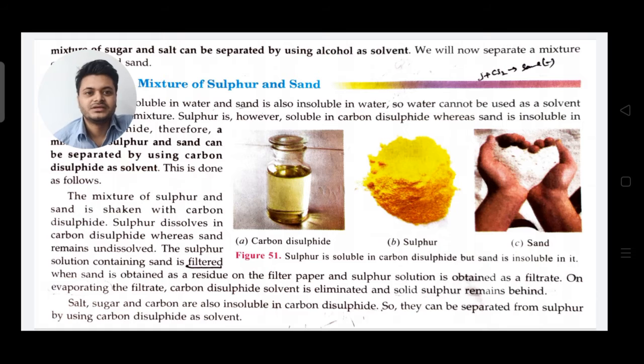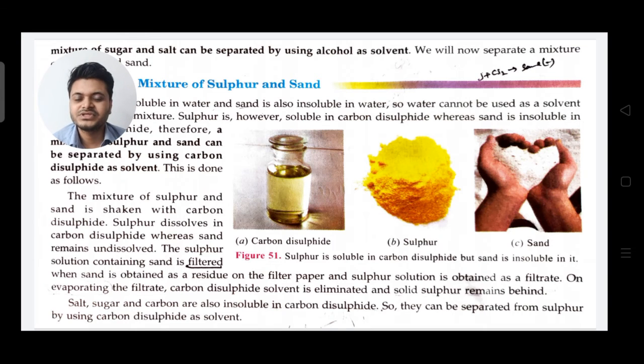So you can see the mixture of sulfur and sand is shaken with carbon disulfide, then the sulfur dissolves in carbon disulfide, whereas the sand remains undissolved. Next, the sulfur solution with the sand is filtered. Sand is obtained as a residue on the filter paper and sulfur solution is obtained as the filtrate. On evaporating the filtrate, the carbon disulfide solvent is eliminated and solid sulfur remains behind.